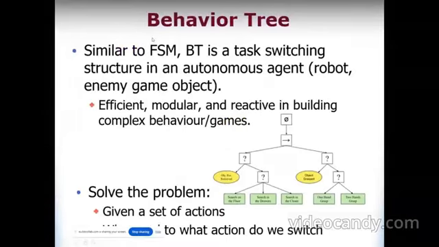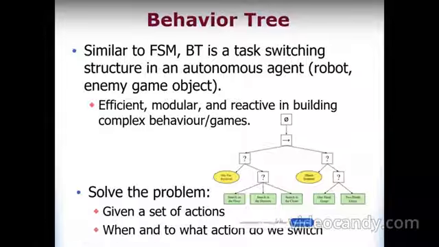The second model to do behavior is what's called a behavior tree. Similar to a finite state machine, a behavior tree is a task switching structure in an autonomous agent, like a robot, like a zombie, like any NPC in the game. It is based on a tree where you have different goals to achieve for the NPC. These goals might be either two goals to achieve, or one optional goal if you have several goals to achieve, or several states to be in.